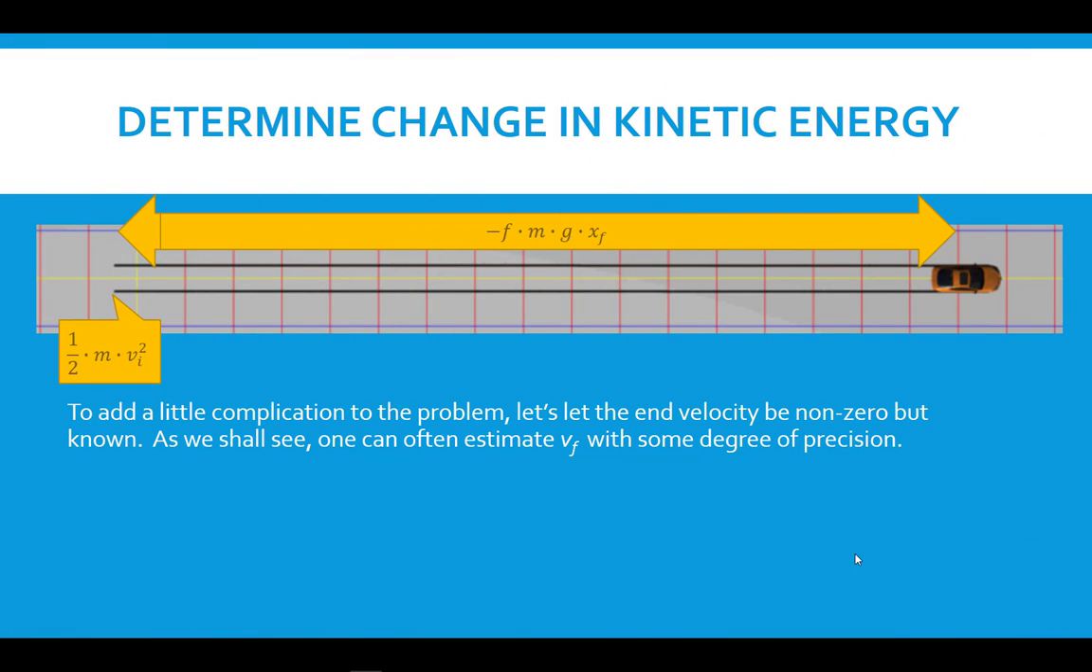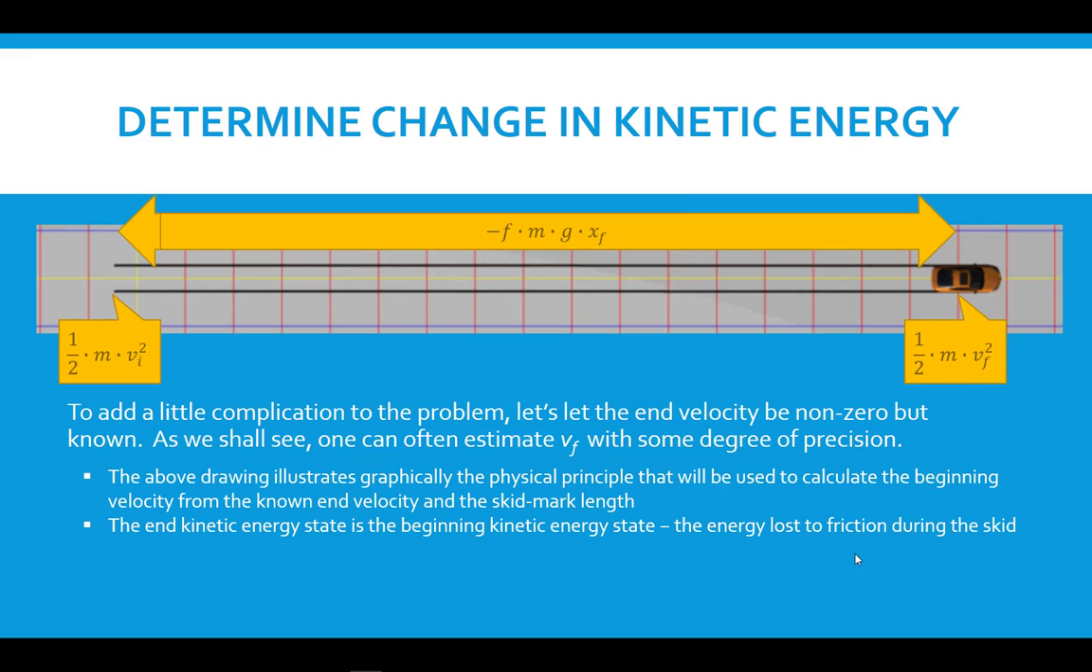We're going to add a little complication to this problem. In the previous slide, we had an initial known velocity, and we determined how far the car would slide to a stop. Here we're going to let the final velocity not be 0. So we will have a known final velocity and a skid length, and we will determine what the initial velocity was. One can often estimate this final velocity with some degree of precision in various ways. We'll get into those in later videos.